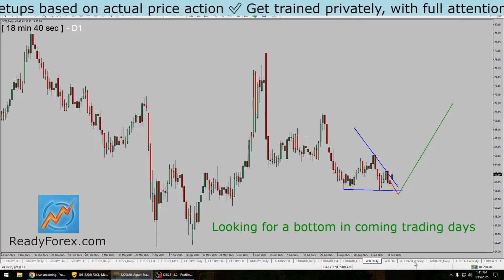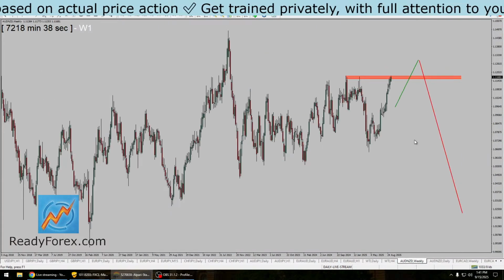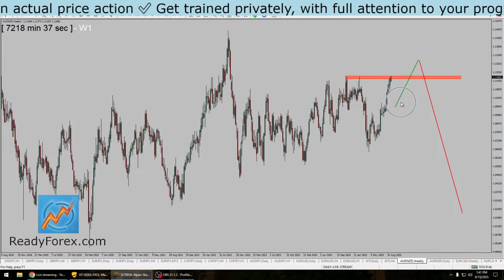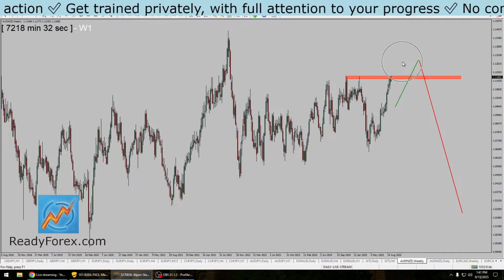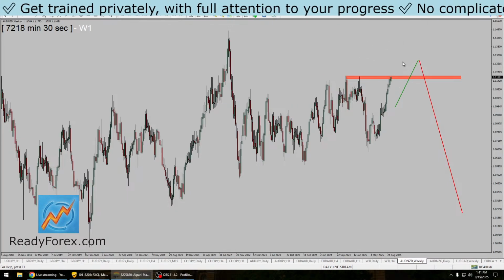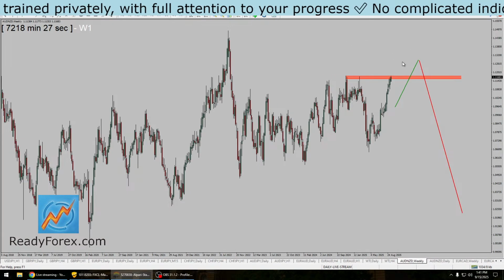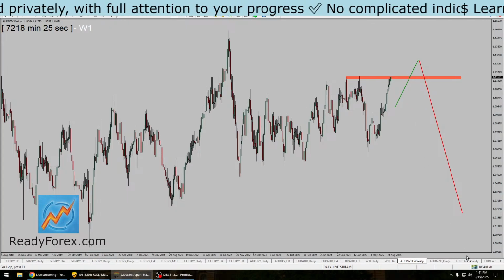Next one is the AUD versus New Zealand dollar. I expect more upside in the AUDNZD currency pair. Then once we get a new push in price action, a new high, expect a false breakout and then a top and a drop.